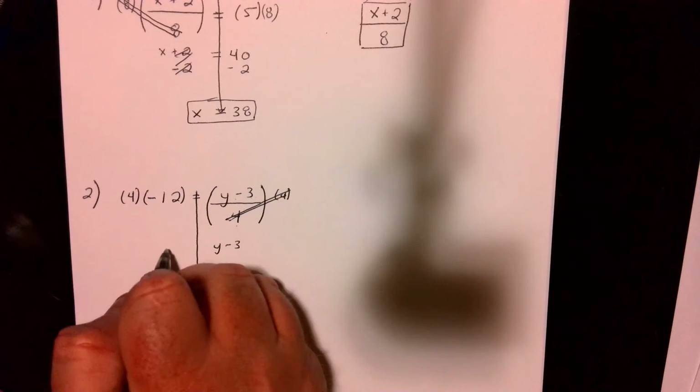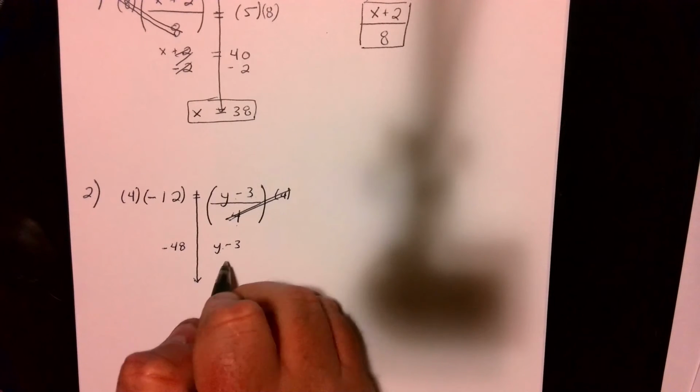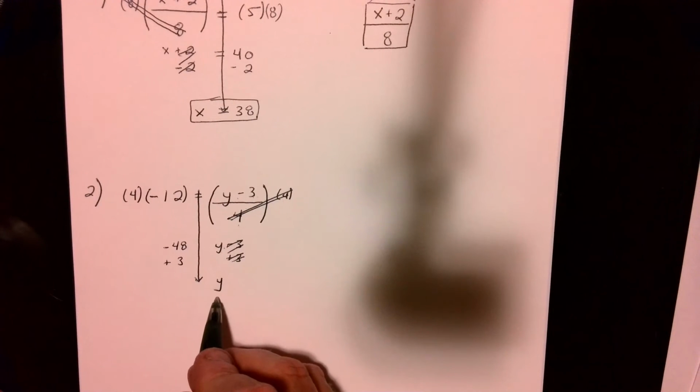This side, 4 times a negative 12, turns out to be a negative 48. And then from here we have y minus 3, so we need to add 3. So if I add 3 here, I need to add 3 here. These cancel out. Okay, so y is now finally by itself.